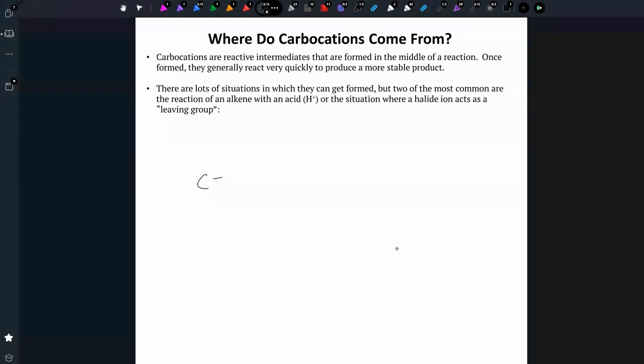All right, so if I have an alkene, I'll take ethylene, the most simple alkene, and I react it with an acid, so a source of H plus ions. That could be HCl or HBr or H2SO4. Some of those acids you dealt with in your Gen Chem class.